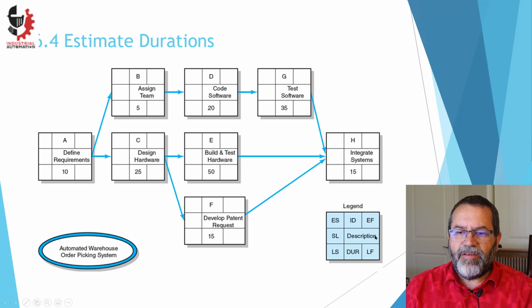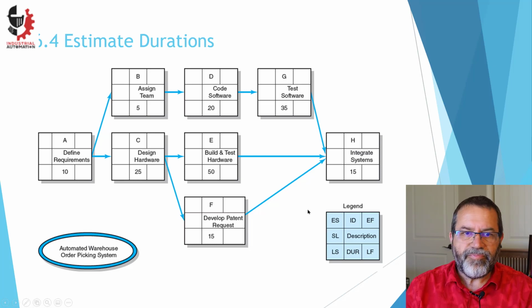So we've got the ID, the description in the center. Now on the bottom we've got late start, late finish, duration, and the slack time. Okay, let's take a look at what we've put in here. We've got our 8 tasks, we've got their ID letters, and we've got the duration for each task. So 10 days, 25 days, 50 days, 15 days, and so on.